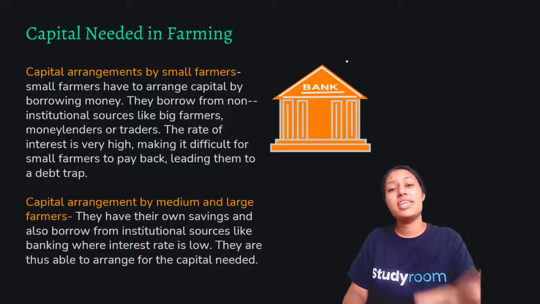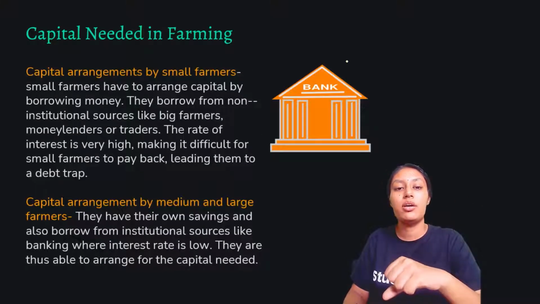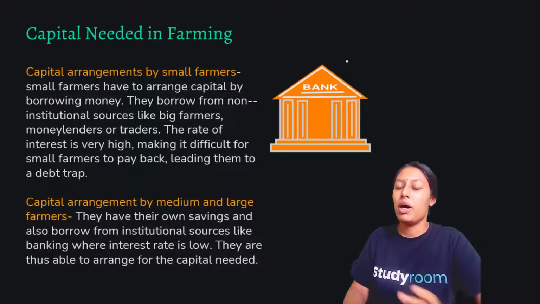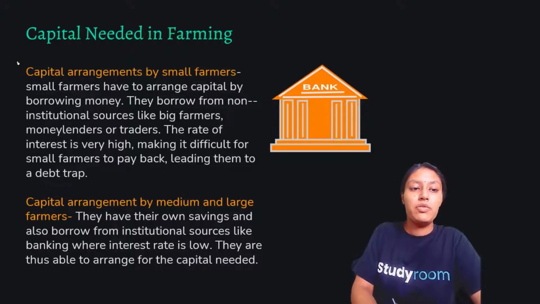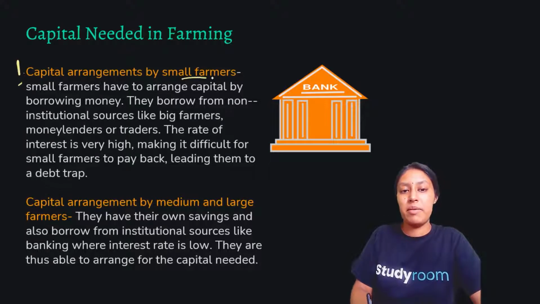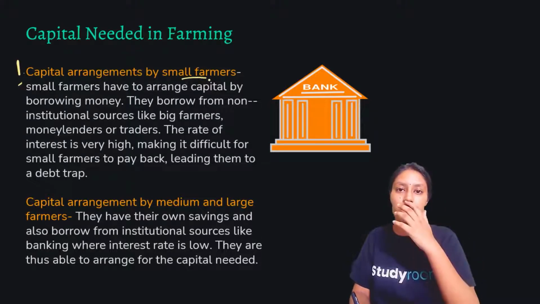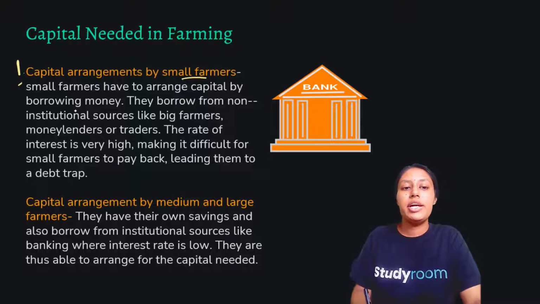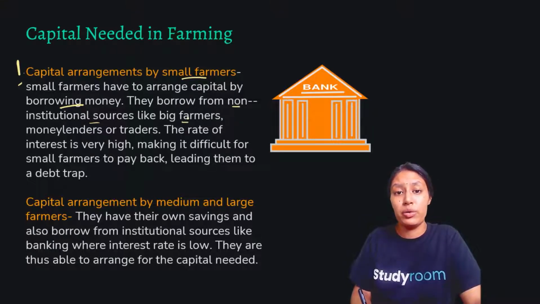Now let's understand through what ways the capital requirement was fulfilled. People follow their own method. First we will talk about small scale farmers. How did small farmers used to arrange their capital? They arrange their capital from borrowing money. They used to borrow from non-institutional sources like big farmers. They cannot go to a bank directly for a loan, because there is no surety if they will be able to pay the loan back, right?